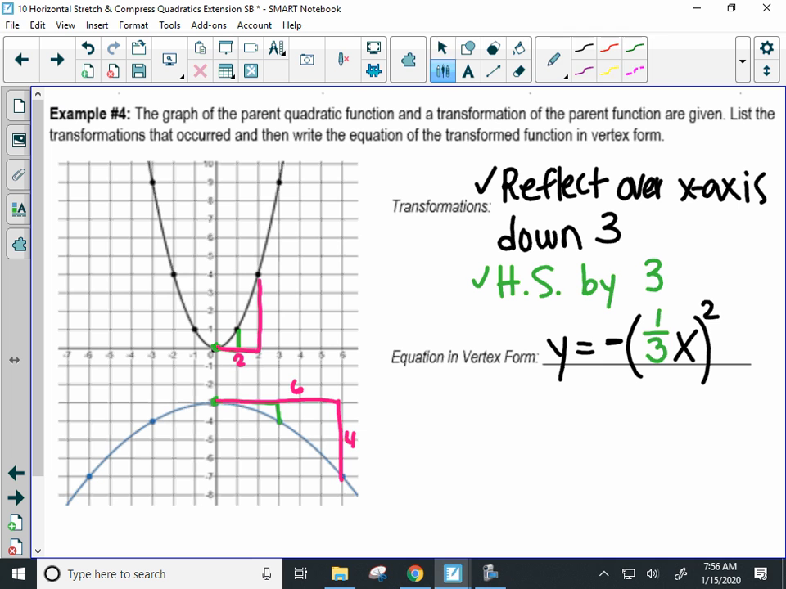Okay? And then I take care of the down 3 by putting a -3 on the end. Okay? That's example 4.